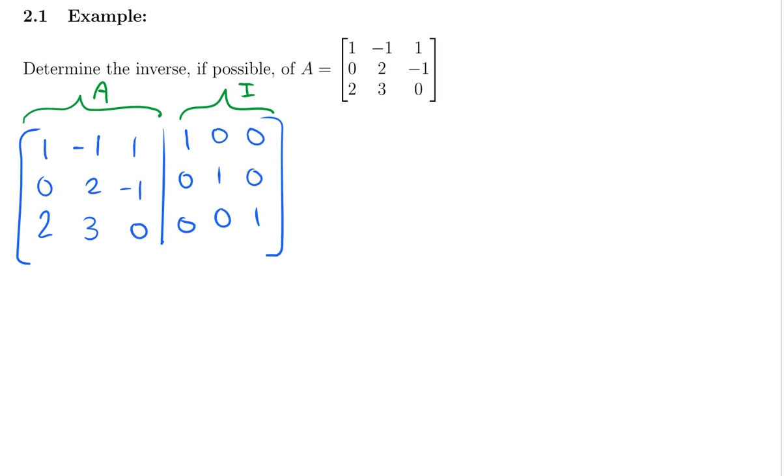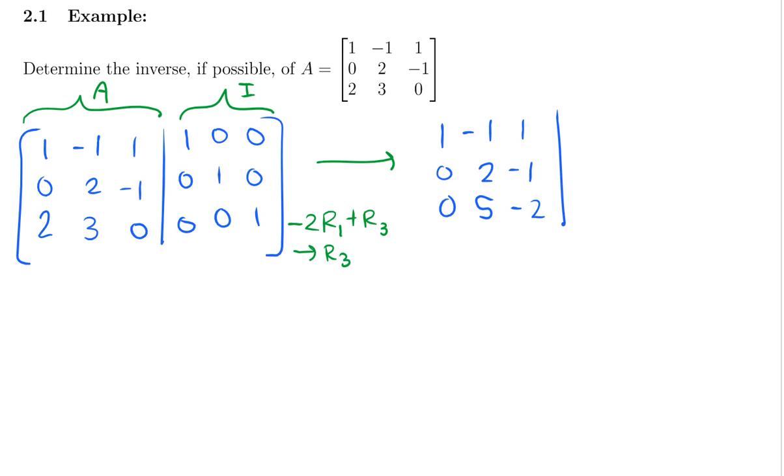So, first things first, we already have a 1 in the 1, 1 position, so now we need to clear out all other terms in that column. That means we need to take care of row 3. So we will take negative 2 times row 1 plus row 3, and this will go into row 3. So this gives us the next matrix, which will be 1, 0, 0, negative 1, 2, 5, 1, negative 1, negative 2, vertical bar, 1, 0, 0, 0, 1, 0, negative 2, 0, 1.